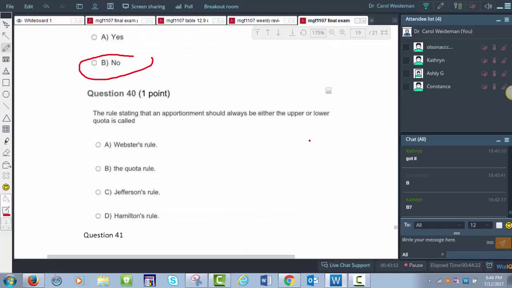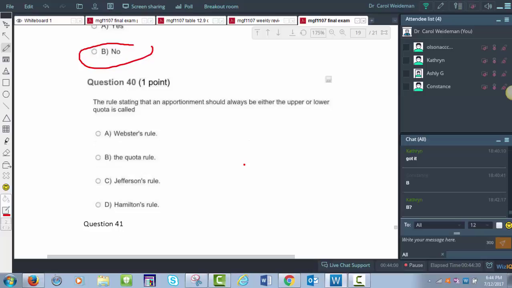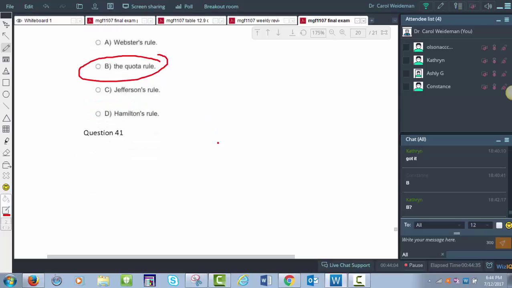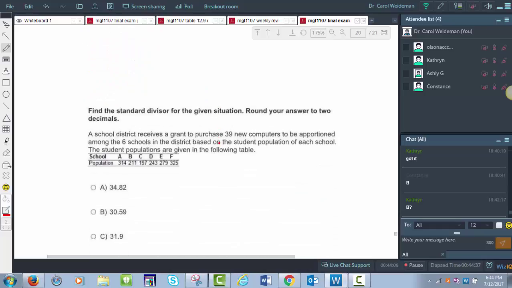The rule stating that an apportionment should either be the upper or the lower quota is called the... I remember that one? It's pretty easy actually. It's the quota rule. Okay, and now let's get into some apportionments here.